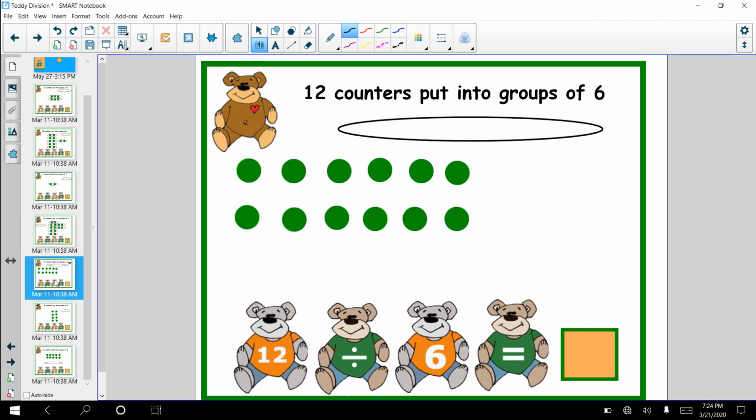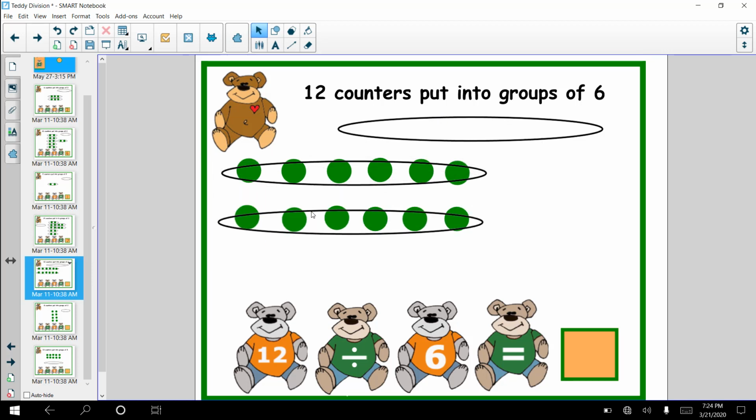Another example. I have 12 counters put into groups of 6. How many groups of 6 do I have? I have one group of 6 and another group of 6. So I have two groups of 6. So 12 divided by 6 equal to 2. Equal to 2.